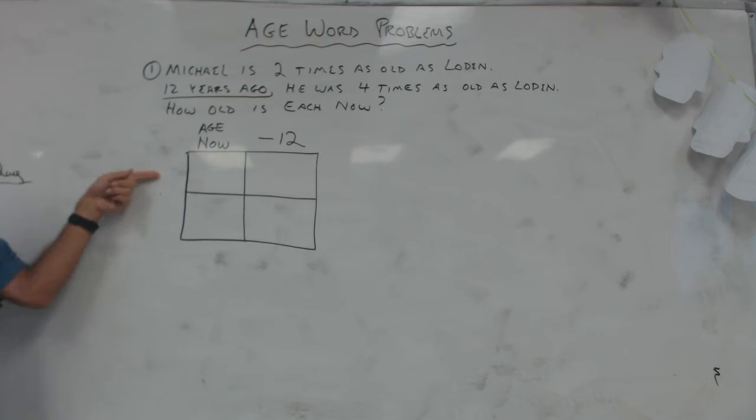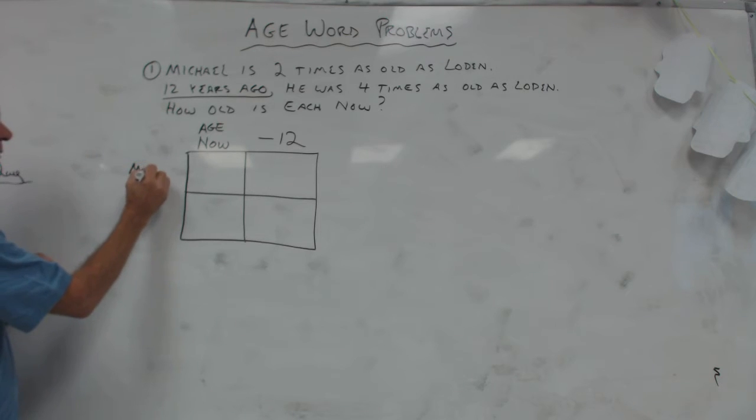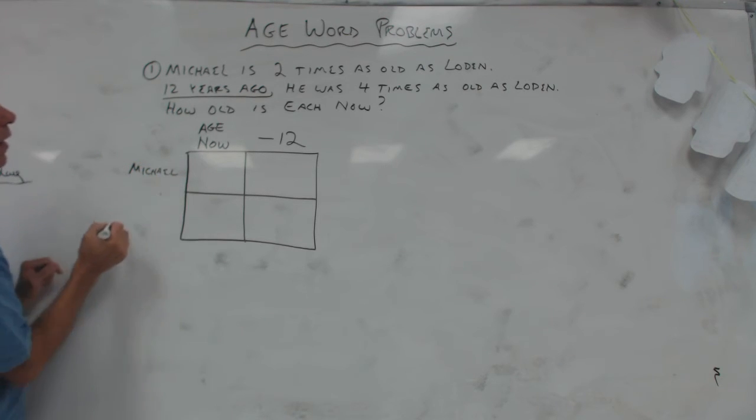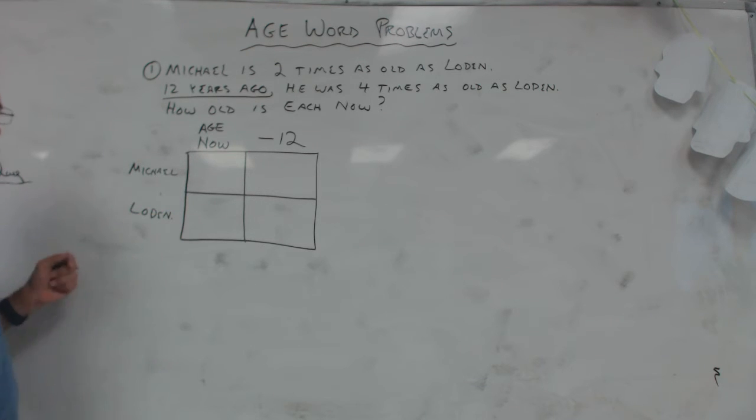All right? And then I've got to put the names of the people here. So I've got Michael, right? And then I have London, right? Spelled Loden, but it's pronounced London.